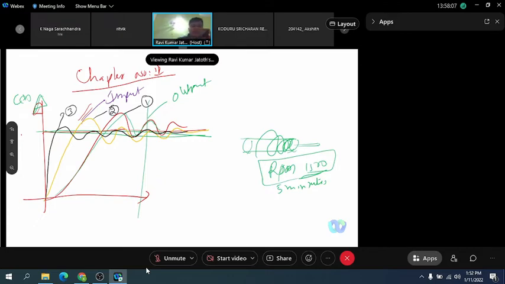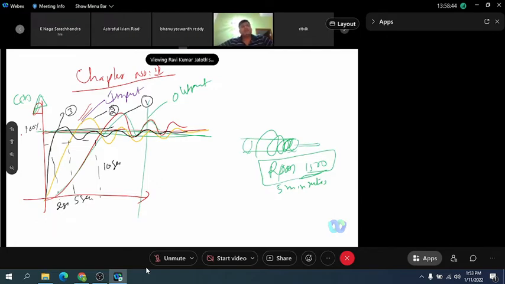The moment I give input, if you consider this as 100% output, let us take this one taking 10 seconds to reach 100%, this one taking 5 seconds, and this one taking 2 seconds to reach 100% of the final value. Out of these three, which one is better? The third, 2 seconds to 100%.